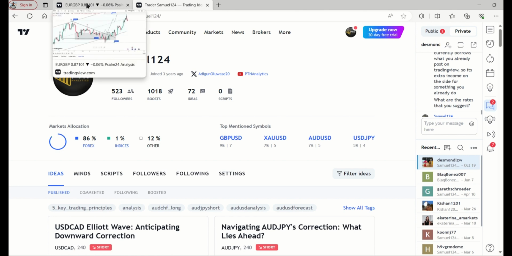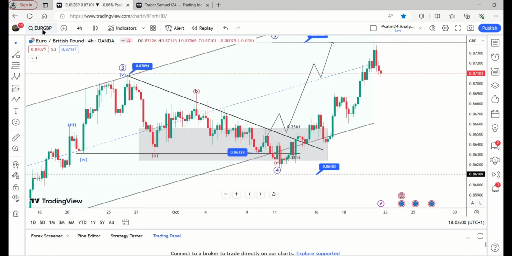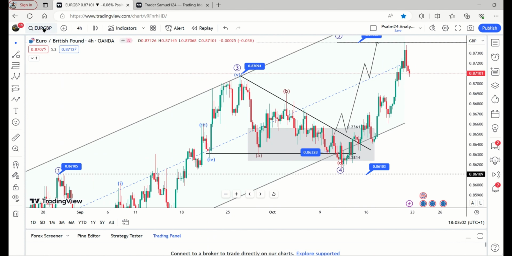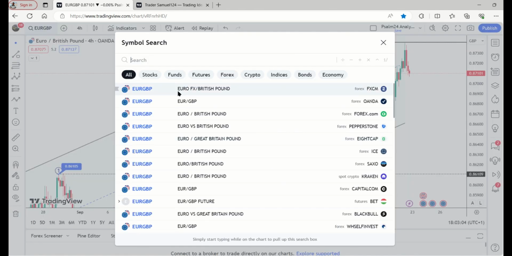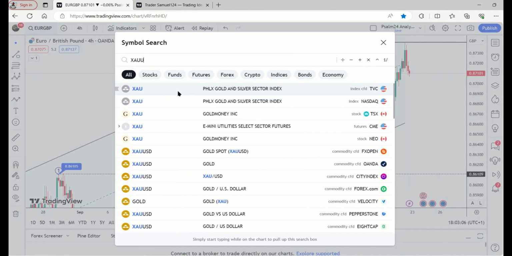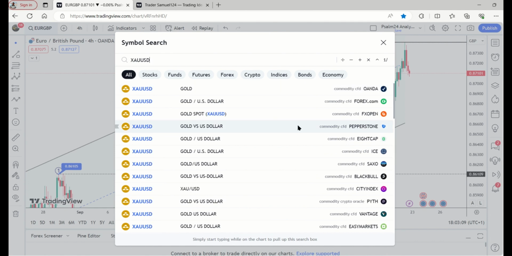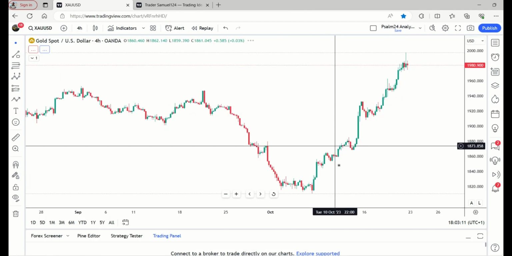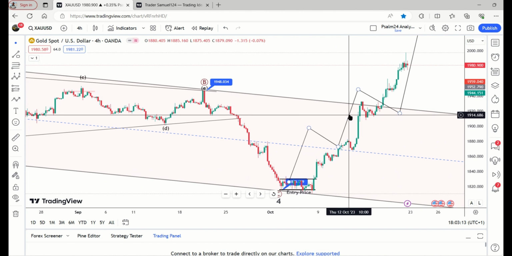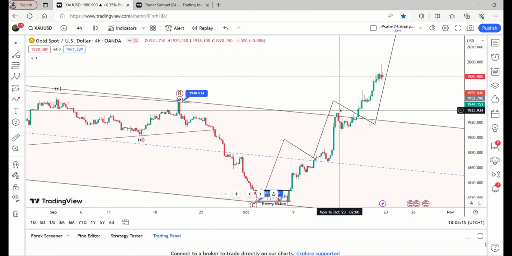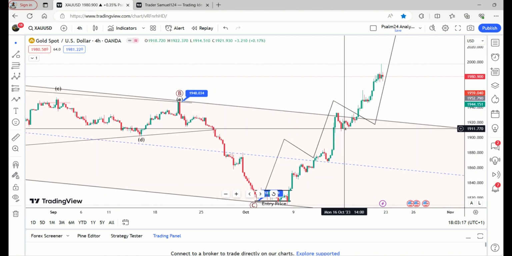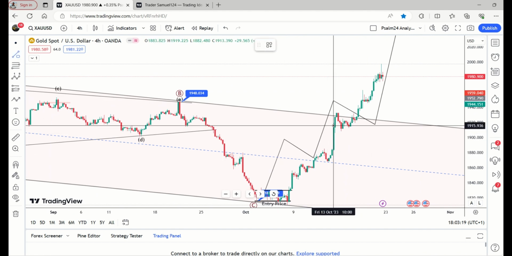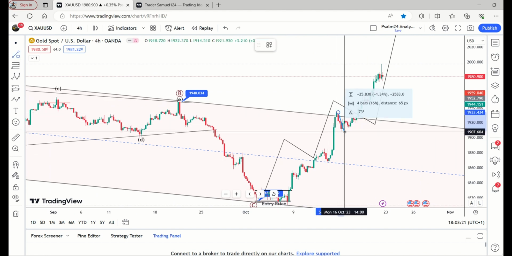EURGBP also done. For gold, last week we said that we were going to see a pullback and then the continuation, but I didn't update that. The analysis was updated on our VIP. Sorry about that. So I said here, we were here, and we're going to see the pullback. This is the pullback that we experienced, that we forecasted.